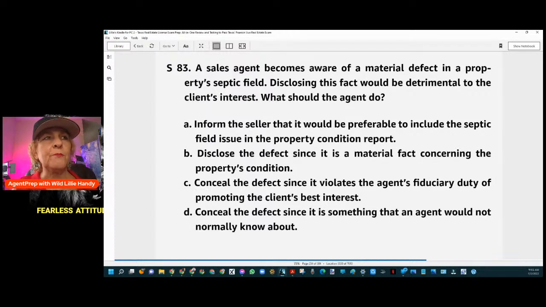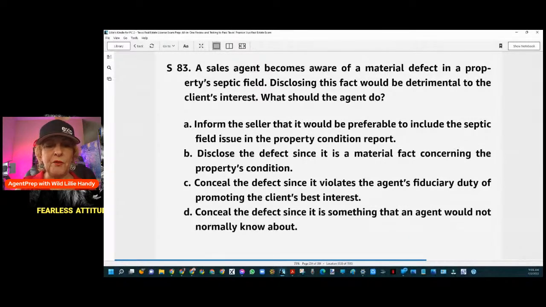So a sales agent becomes aware of a material defect in a property septic field. Disclosing this fact would be detrimental to the client's interest. What should the agent do? A, inform the seller that it would be preferable to include the septic field issue in the property condition report. B, disclose the defect since it is a material fact concerning the property's condition. C, conceal the defect since it violates the agent's fiduciary duty of promoting the client's best interest. Or D, conceal the defect since it is something that an agent would not normally know about.